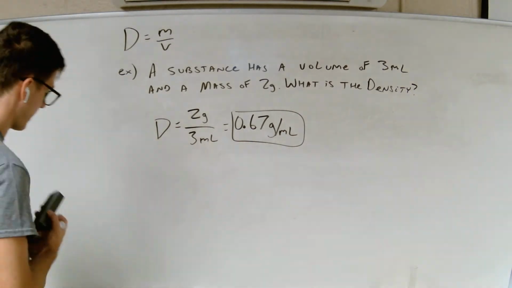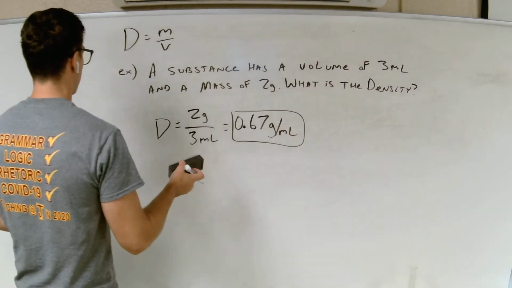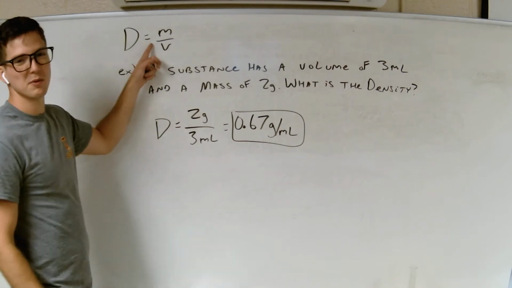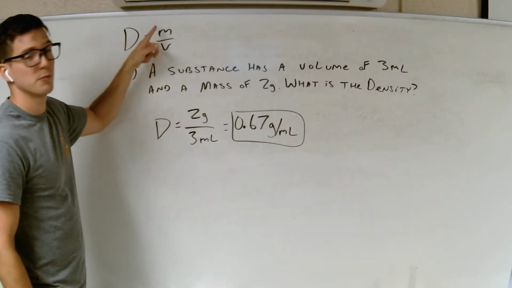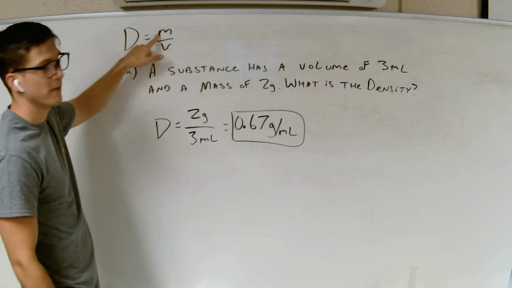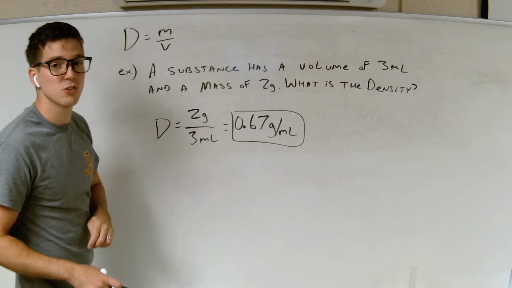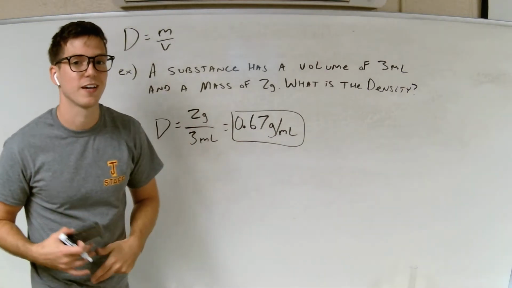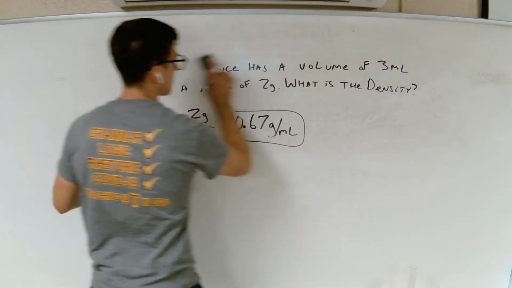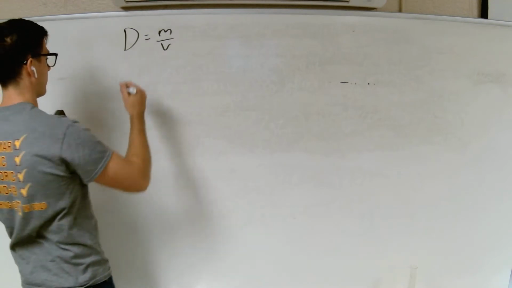Units are a big help to you, and I'm going to get into that a little bit right now. You have to be able to manipulate equations, okay? So we got to be able to manipulate this to solve for volume and mass as well, because I might give you density and volume and you have to solve for mass, or I might give you mass and density, and you need to solve for volume. So you got to know how to manipulate equations, and you got to know how to use your units to make sure that you're doing the right thing. So let's go ahead and just do some manipulating right now.